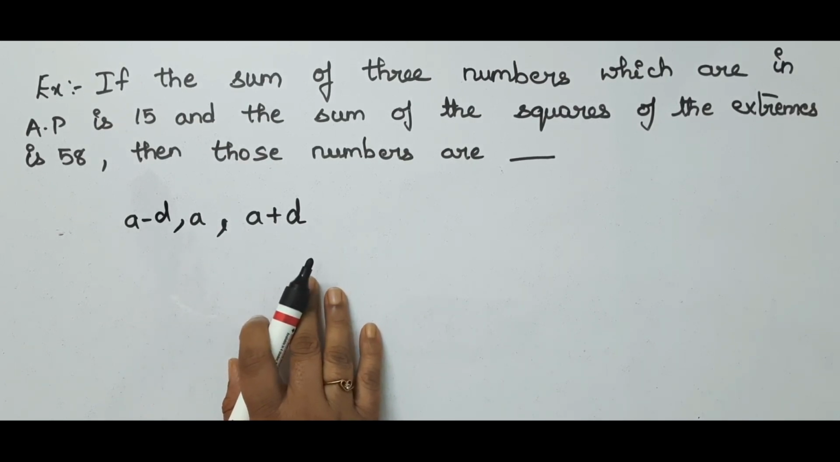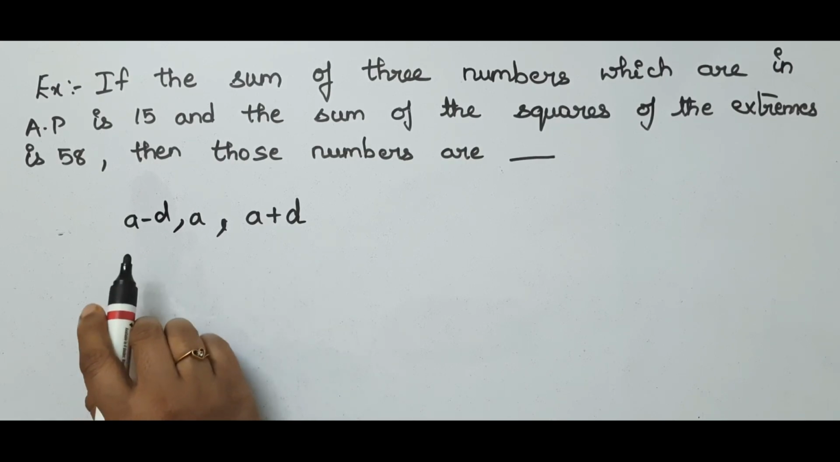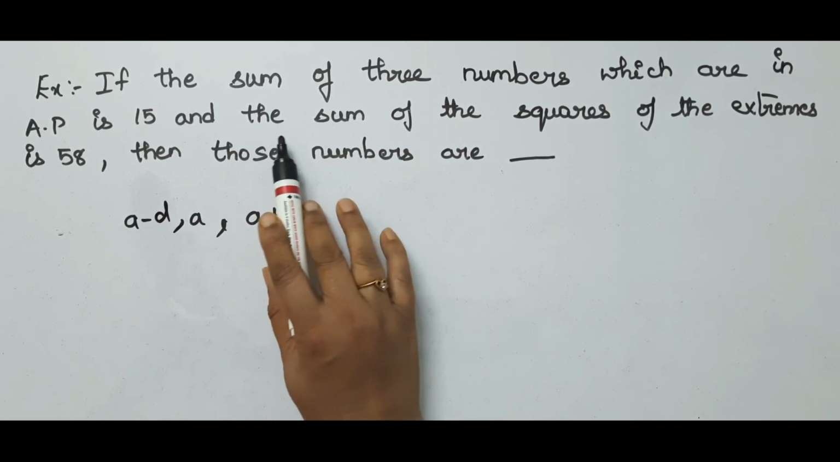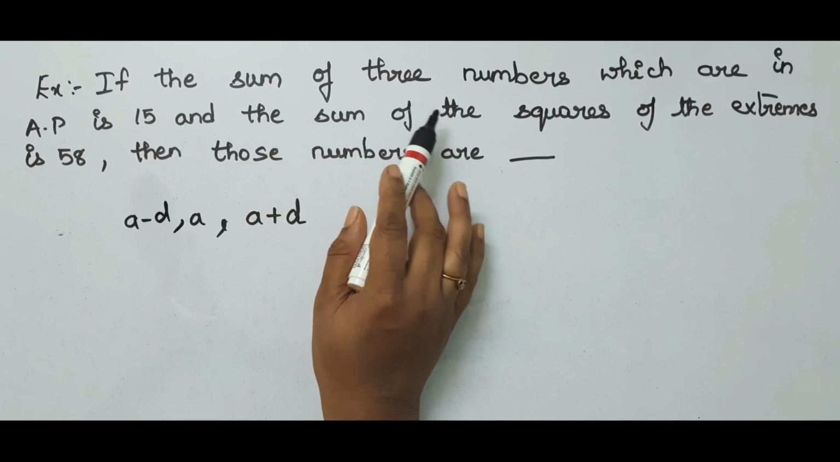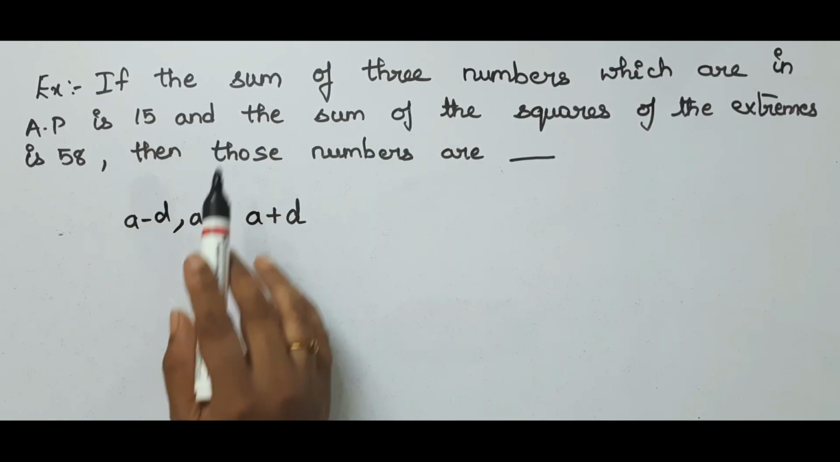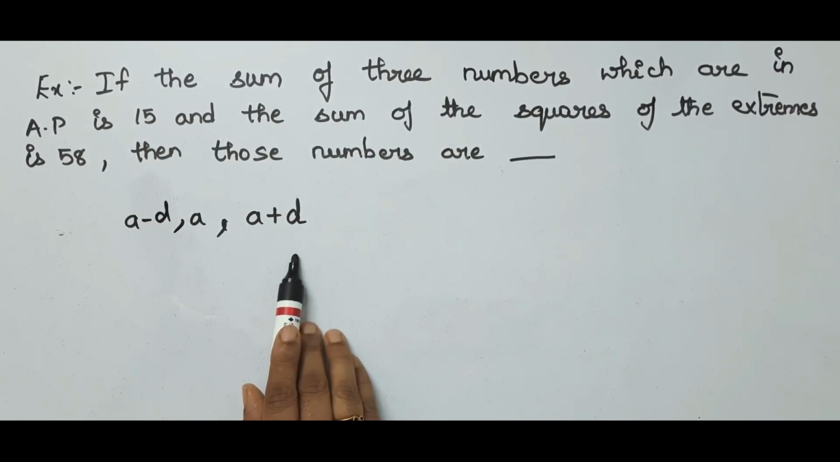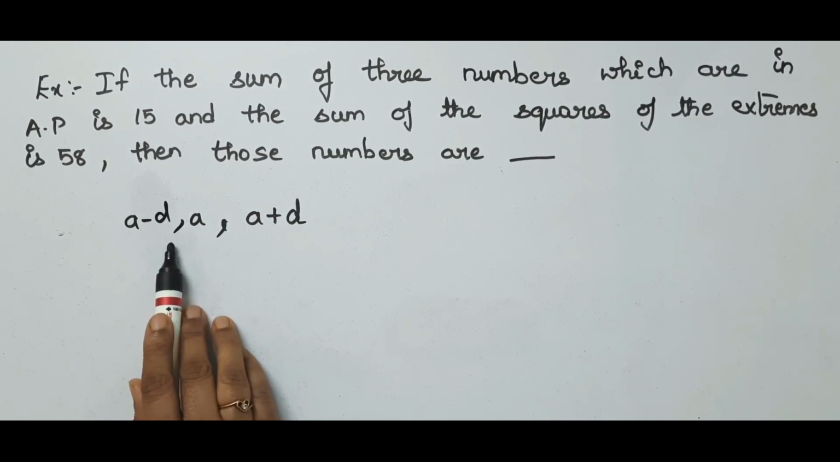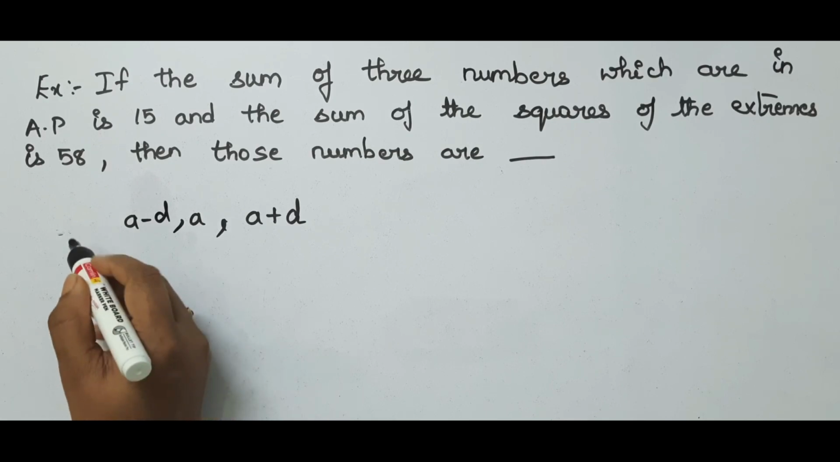Just now we have learned, is it not? If it is an odd number, the middle number will be a and the remaining two numbers will be a minus d and a plus d. Now using the conditions, you have to find the value of a and the value of d. Here in the first statement they have given that the sum of three numbers is 15. So we have to simply add these three numbers. Then definitely you will get either the value of a or the value of d. So let us check which value you will get.